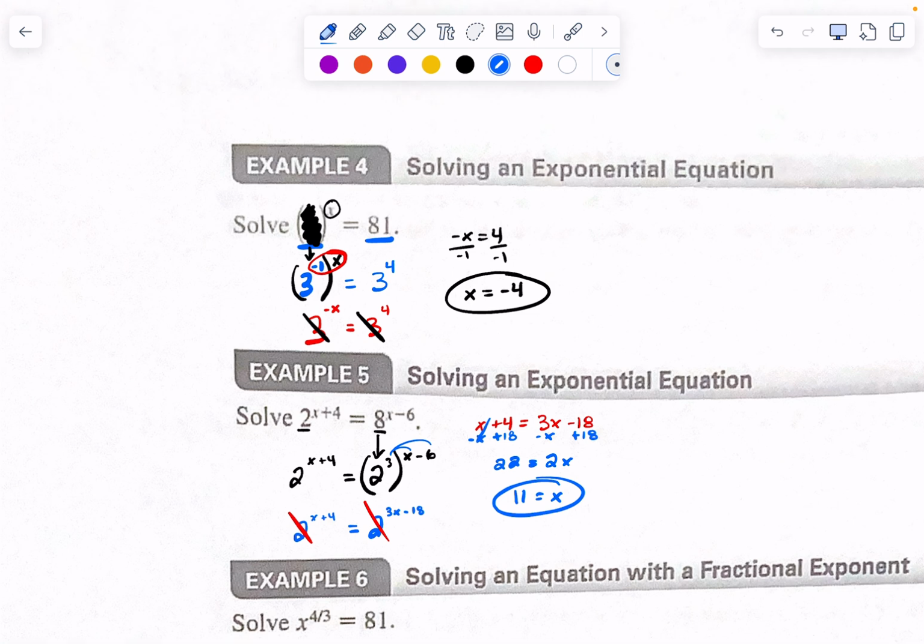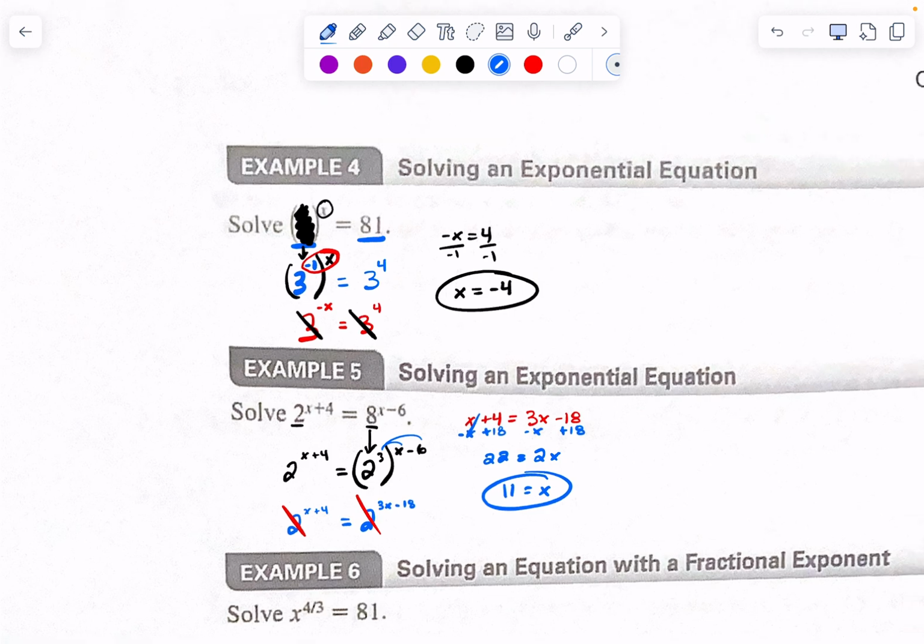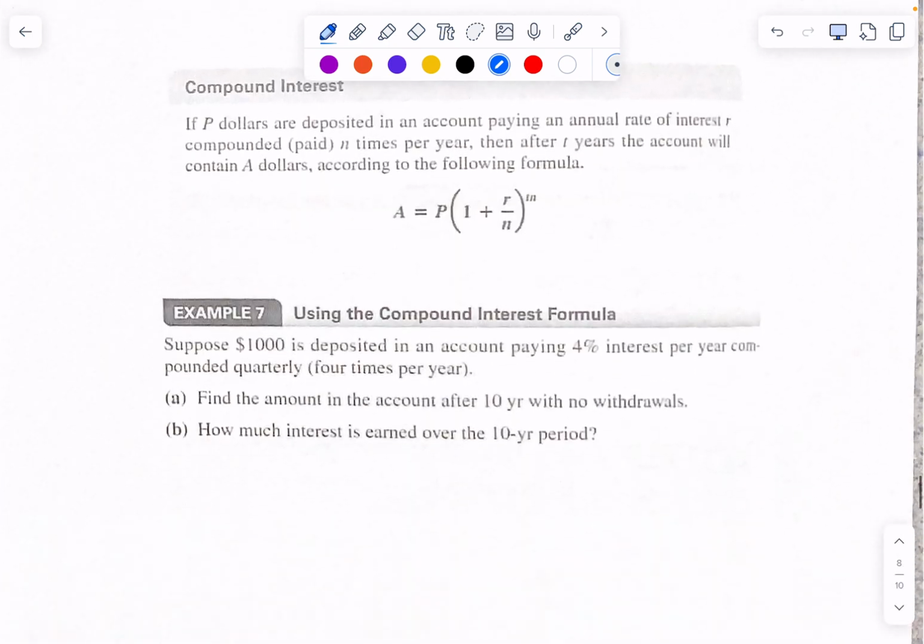A little bit different for number 6, but we'll stop there. Good? Happy with that? That should be able to get you a little ways.